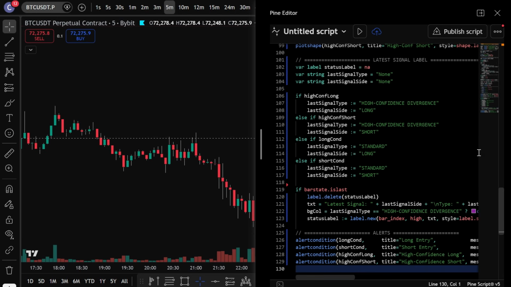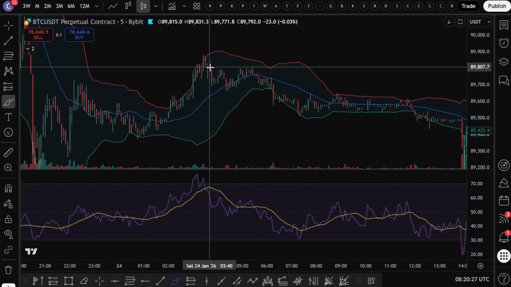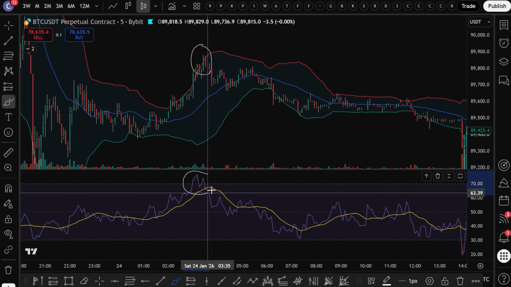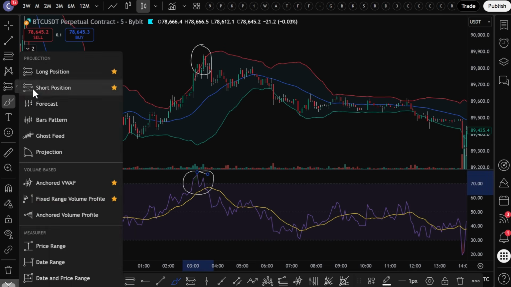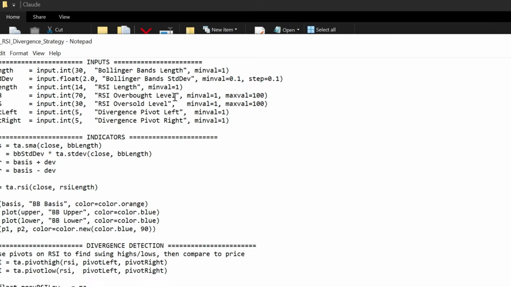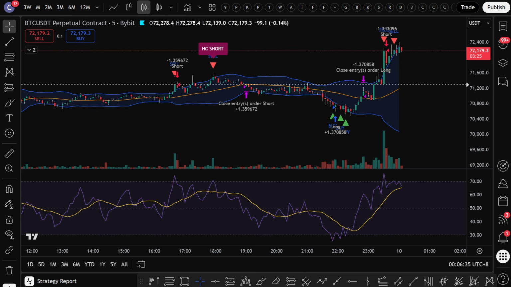Most traders spend weeks trying to learn PineScript on TradingView, but not me. I did it in less than 10 minutes using Claude. In this video, I'll show you exactly how I took a Bollinger Band and RSI strategy I found on the internet, handed it to Claude, and got a fully working PineScript back, ready to drop straight into TradingView. No coding, no guessing, no wasted time.